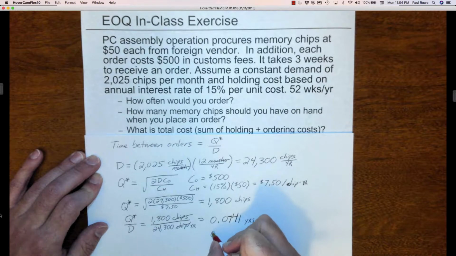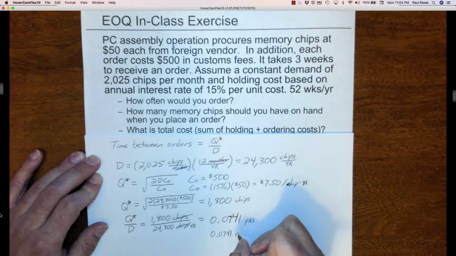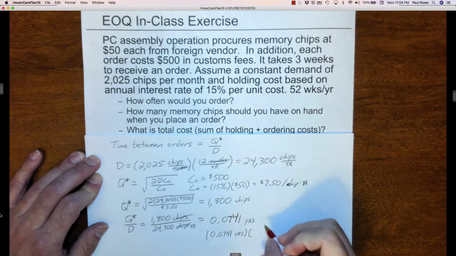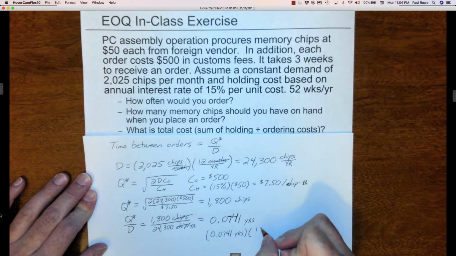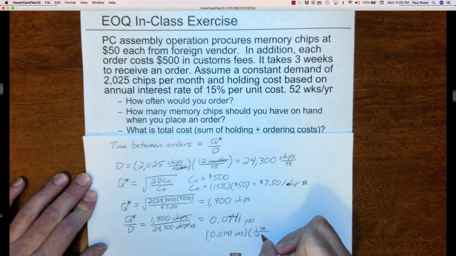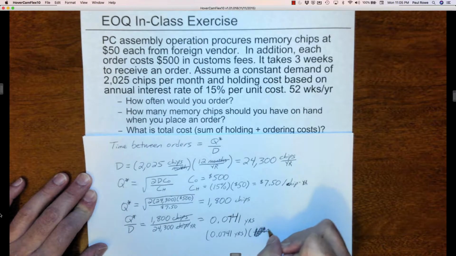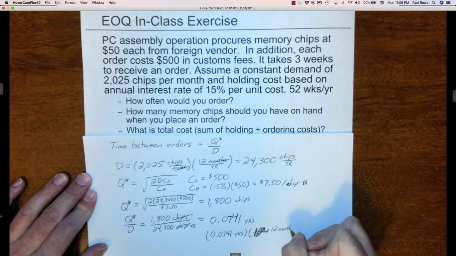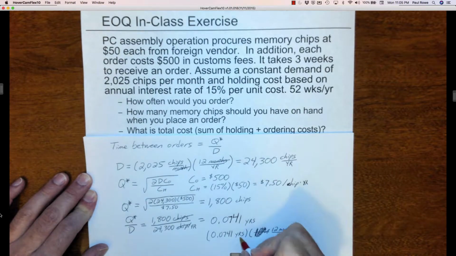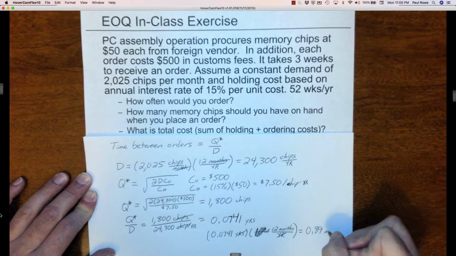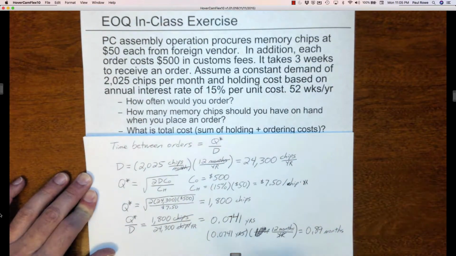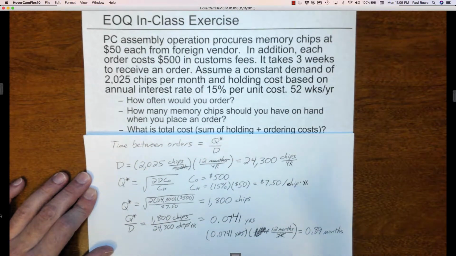So we can take that 0.0741 years and convert that into months, and so we know that 1 year is 12 months per year. We need to cancel out the years, and we come up with 0.89 months. So that helps us quite a bit. So we know that they'll be placing an order just under every month. A lot more intuitive than this.